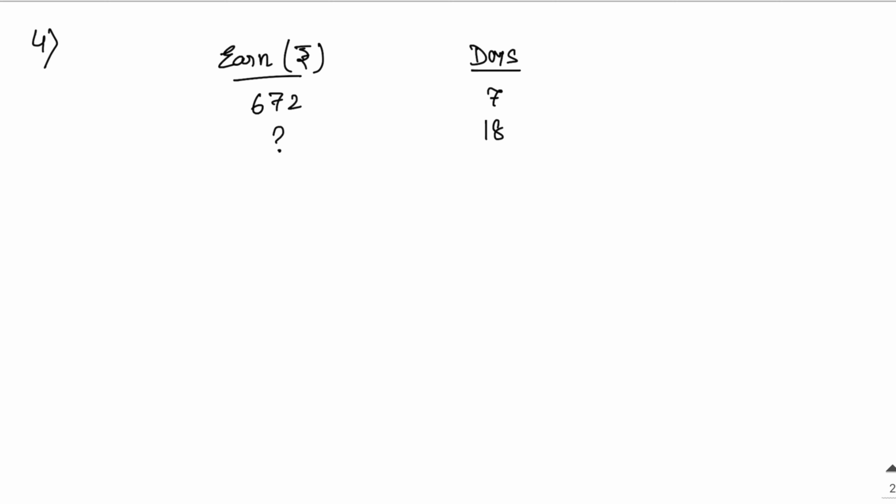Here the question mark is on earnings, so first write down 672. Now direct variation, that means reciprocal of this one. So 672 divided by 7 is 96. So 96 into 18, and that equals 1728 as your answer. It's very easy.